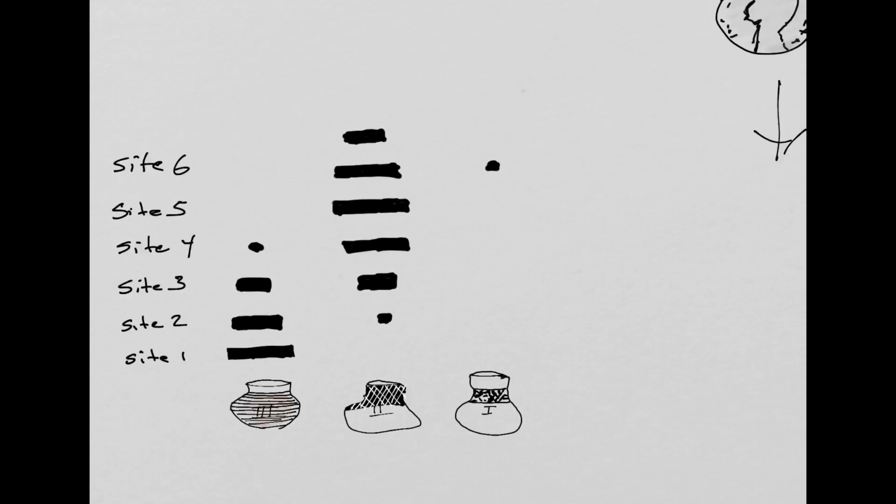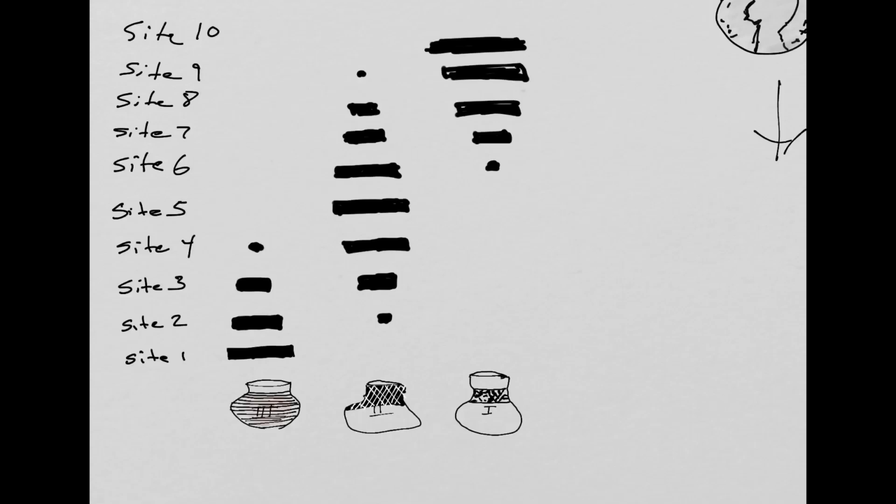And let me speed this up for you here. If you have this one, and then this one, and then you have this one. All right. So this is a hypothetical model of change through time based on archaeological finds, with the oldest site being site number 1, and time moving in this direction, and the youngest site being site number 10.